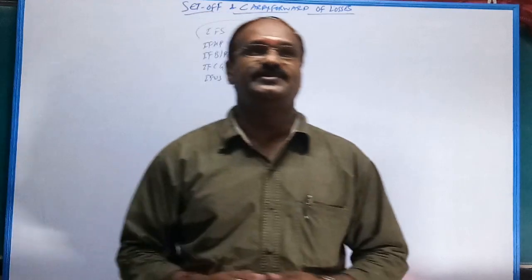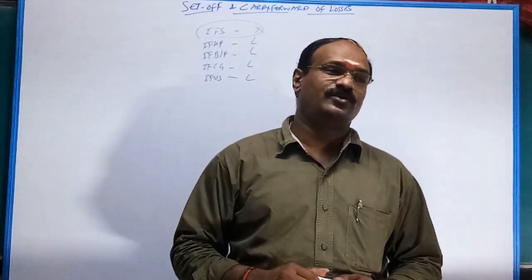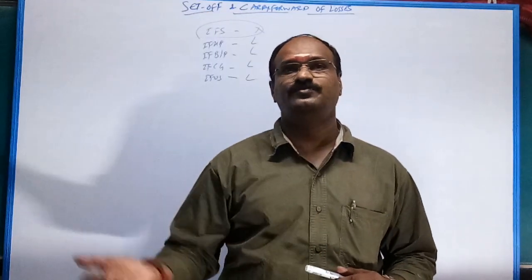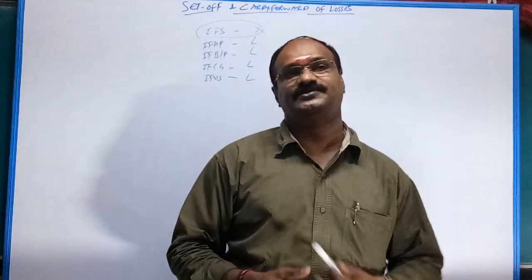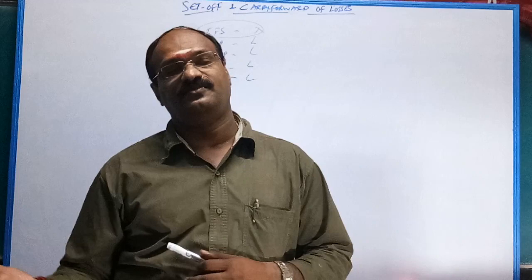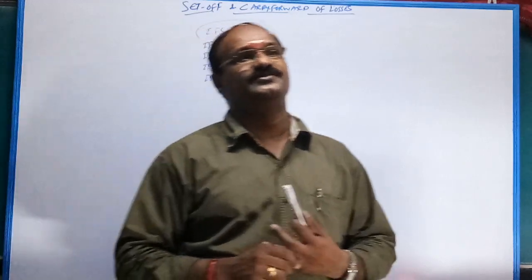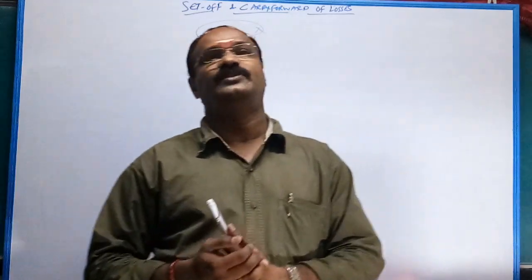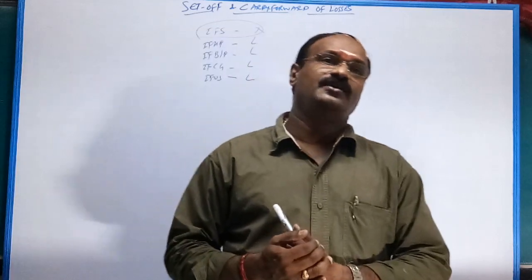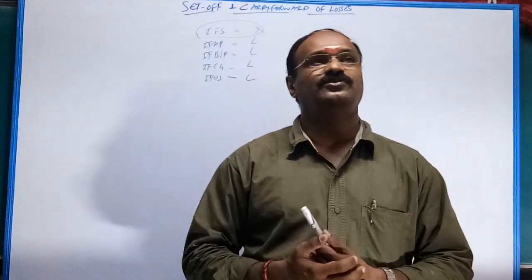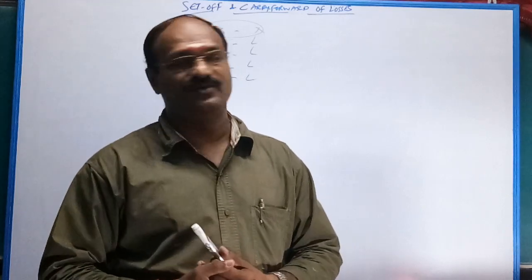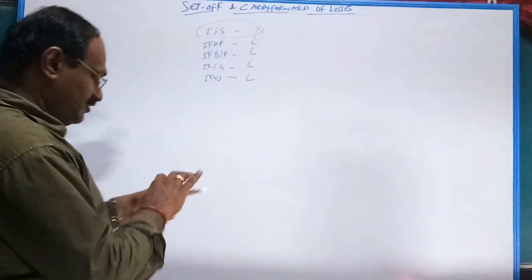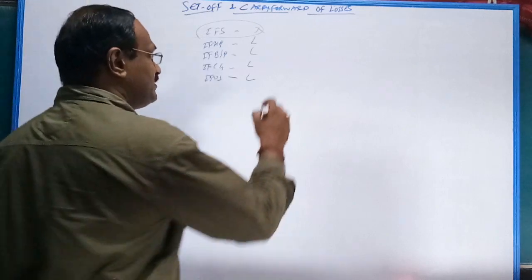As per income tax, there is an advantage. Loss of one business can be set off against the profit of another business. You can set off, thereby your total income will come down, and tax will also come down. It is an advantage for the assessee. So there are two sections.